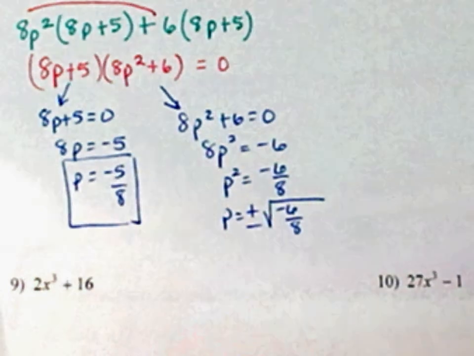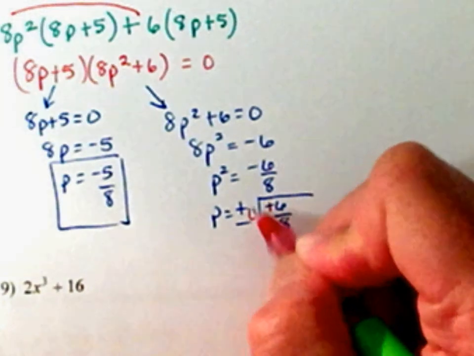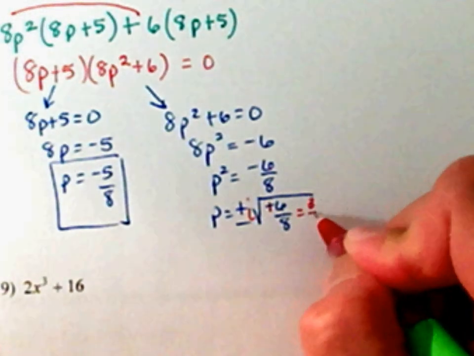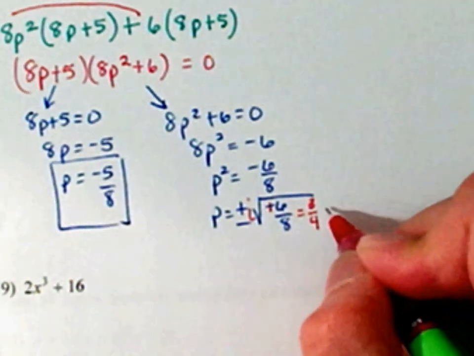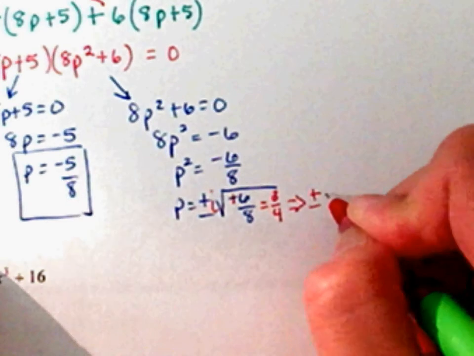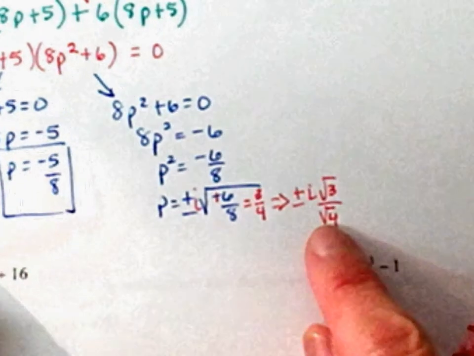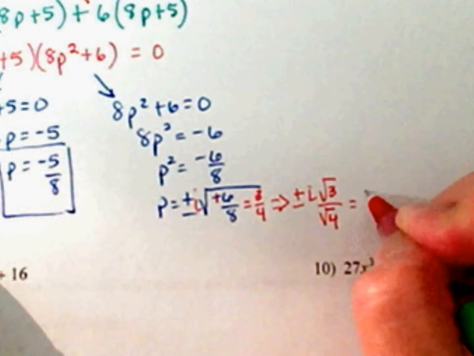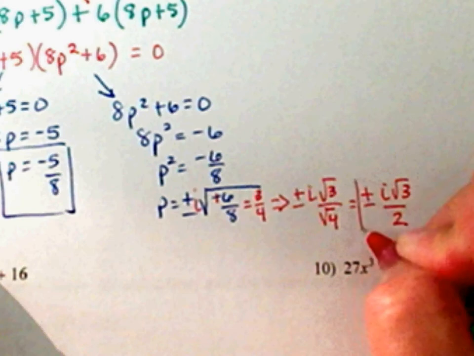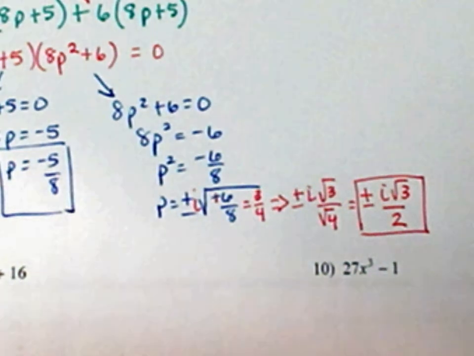All right, next part, that comes out as an i, and 6 over 8 is the same thing as 3 over 4. So, let's continue from there real quick. So now you have plus or minus i square root of 3 over square root of 4. What's the square root of 4? 2. So the answer is plus or minus i square root of 3 over 2. And there you have your solution. Make sure you always rationalize and simplify.